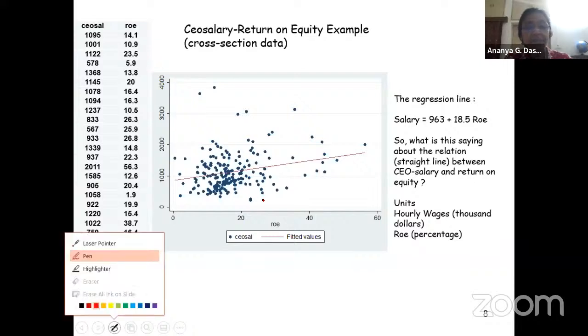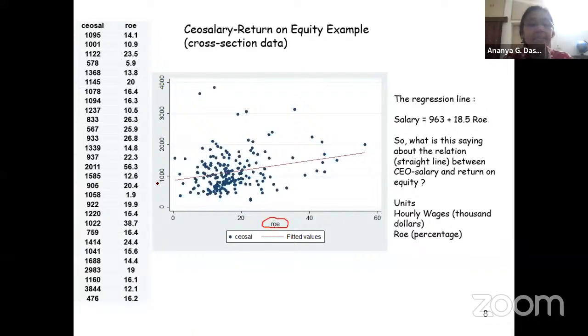ROE is my return on equity. That's measured on the x-axis. And here I have the CEO salaries, and this is my regression line. Now, what is this saying? CEO salaries are in $1,000 again, and ROE is in percentage. So here the interpretation is if the return on equity increases by 1 percentage point, the CEO's salary increases by $18,500, 18.5 into $1,000. Okay, so that's the second example.